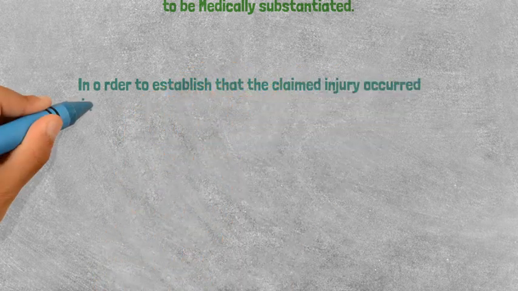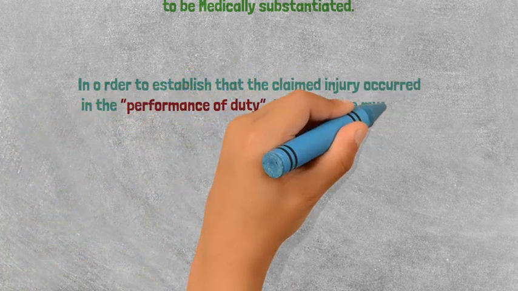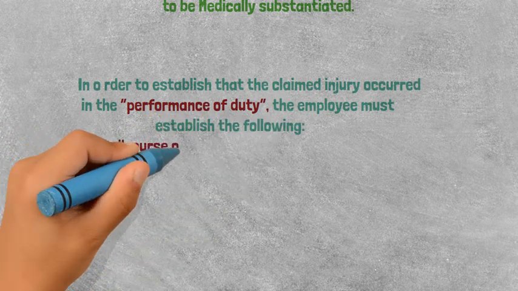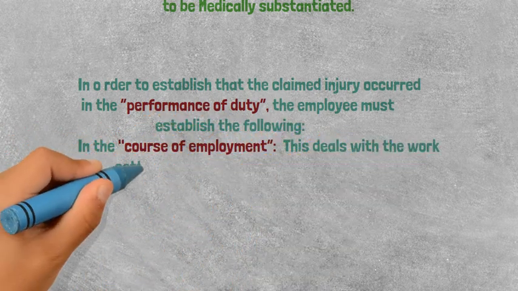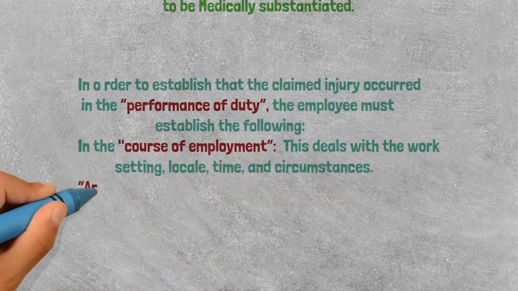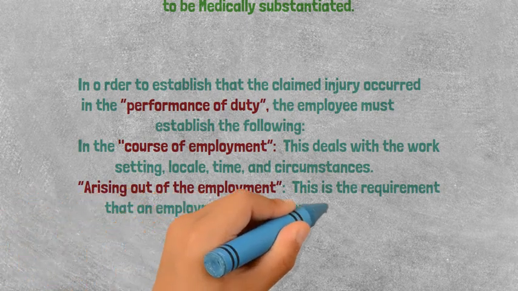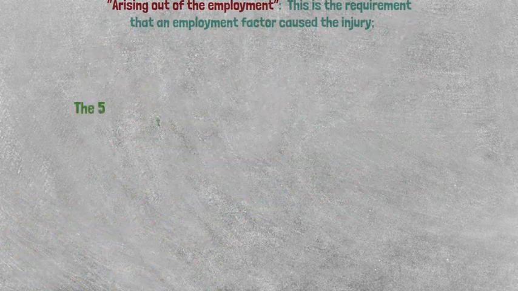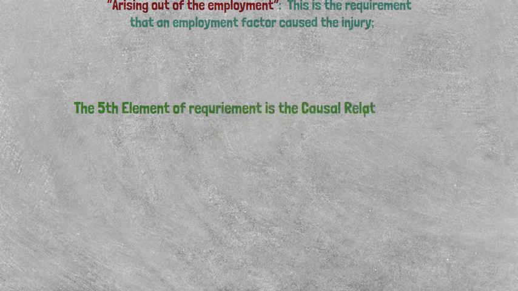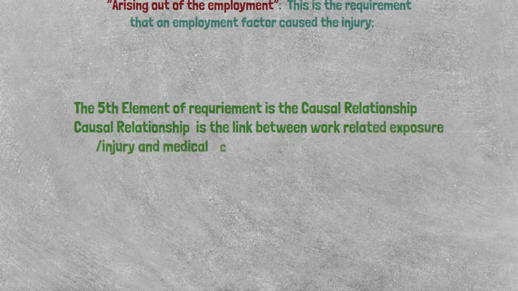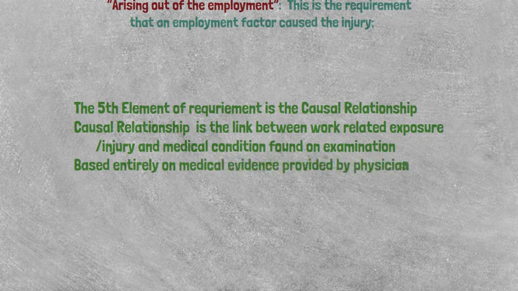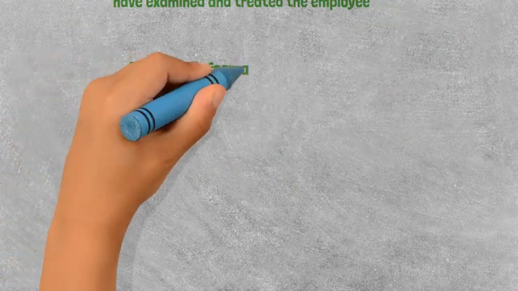Now, in order to establish that the claimed injury occurred in the performance of duty, you, the employee, must establish the following. One, in the course of employment, that you are doing your job. This deals with the work setting, locale, time, and circumstances. Second, arising out of the employment, that is, it is required that an employment factor caused the injury. Now, the fifth element of requirement is known as causal relationship, and a causal relationship is a link between work-related factors of your injury and a medical condition found on examination by your provider or your doctor. They have to concur and they have to agree.